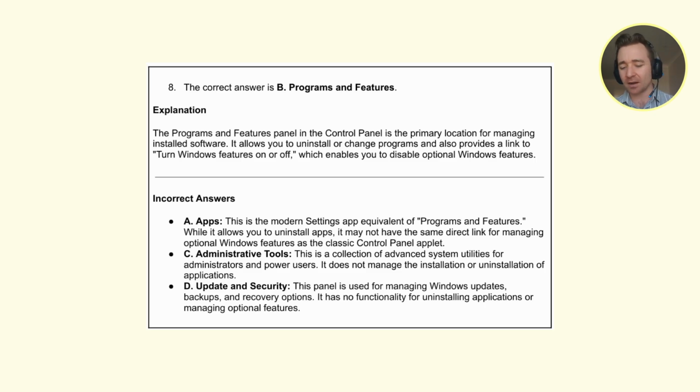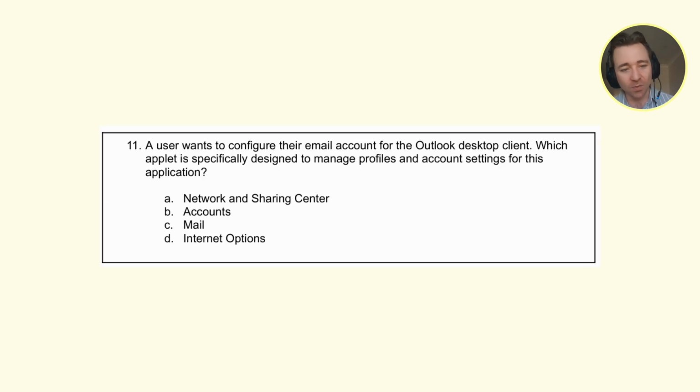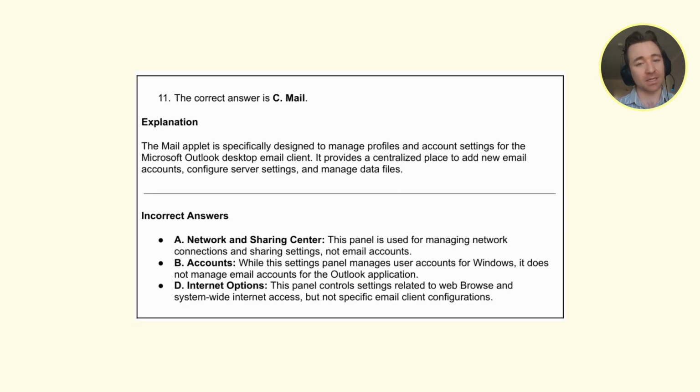Very intuitive stuff, okay? So the next one reads, a user wants to configure their email account for the Outlook desktop client. Which applet is specifically designed to manage profiles and account settings for this application? A, Network and Sharing Center, B, Accounts, C, Mail, D, Internet Options. Pause the video if you need more time. Your answer coming in 3, 2, 1. Boom, it is Mail. If it's about email, it's gonna be in the mail, all right?